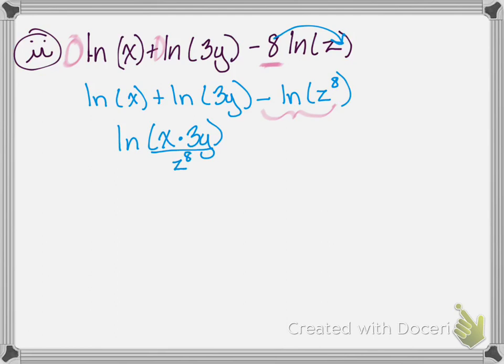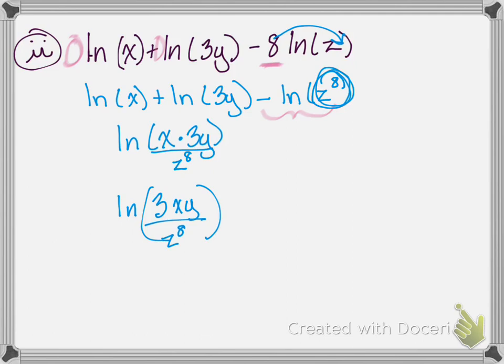I'm just taking this index right here and putting it in the denominator. So I have the natural log, and I'm going to clean up my numerator a little bit and rewrite it as 3xy over z to the 8th. So I have taken multiple logs and written it as a single log.